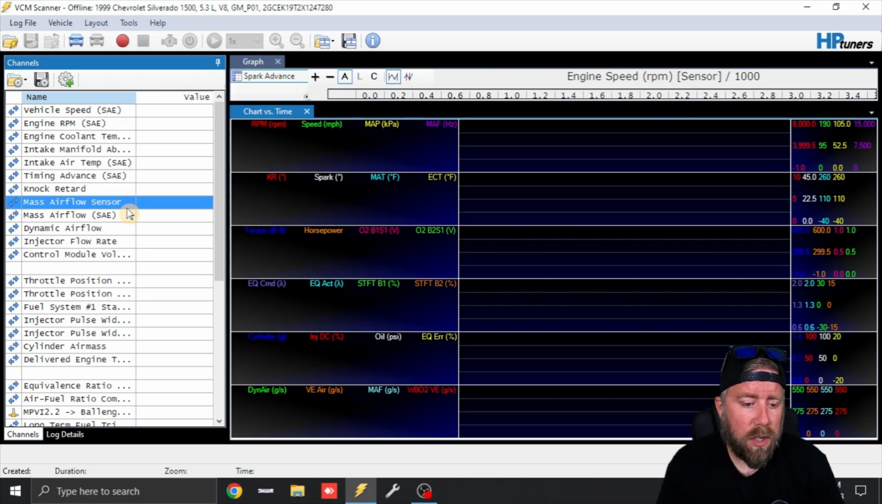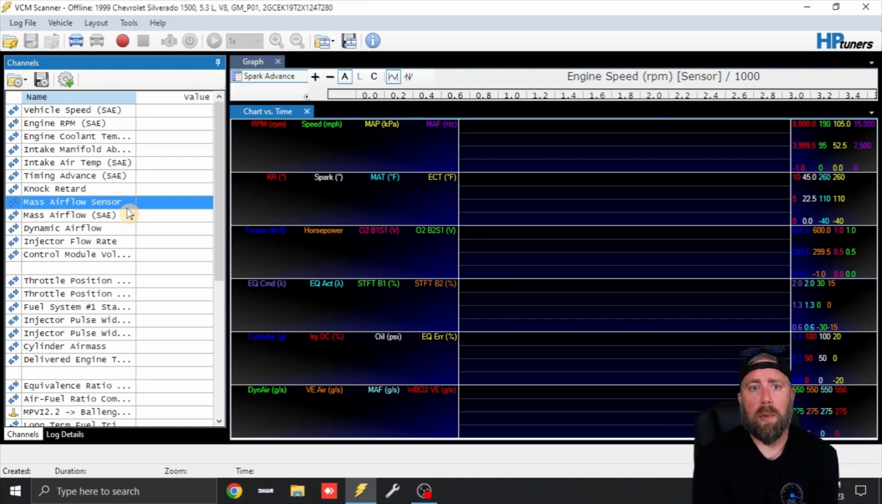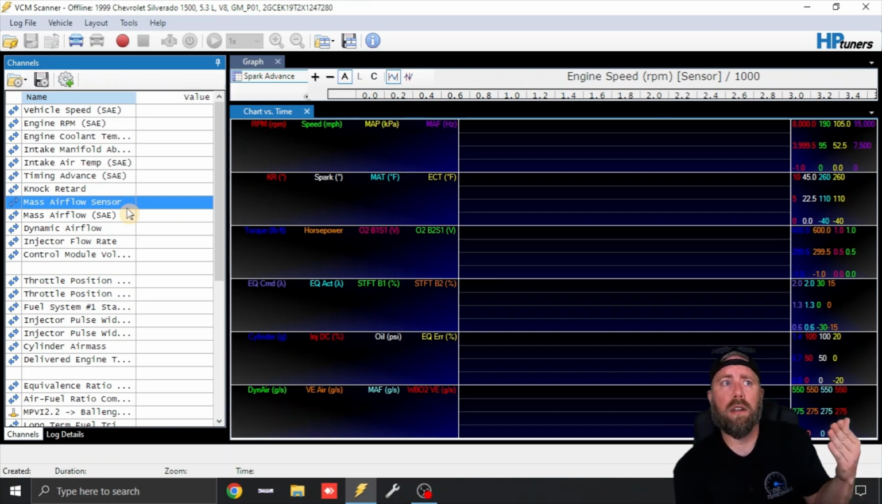Mass airflow sensor. This is going to be the frequency that the mass airflow sensor is outputting. So you've got mass airflow sensor frequency, and then you get the mass flow rate. With mass airflow sensor frequency, the higher the airspeed across the sensor, the higher the frequency, which is traditionally a sign of horsepower or torque. So torque equals airflow.